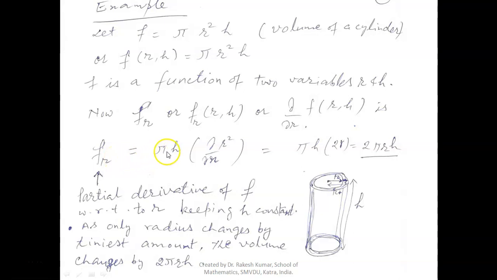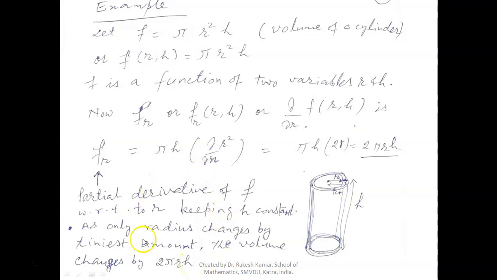Now fr means del del r of this f. If we do it, pi and h are constant, because we are doing only the change with respect to r. So h will be considered constant. So del del r of r square gives me 2r, and the result is 2 pi rh. So this is my partial derivative of f with respect to the radius r, keeping h constant. As only the radius changes by a very small amount, the volume changes by 2 pi rh.